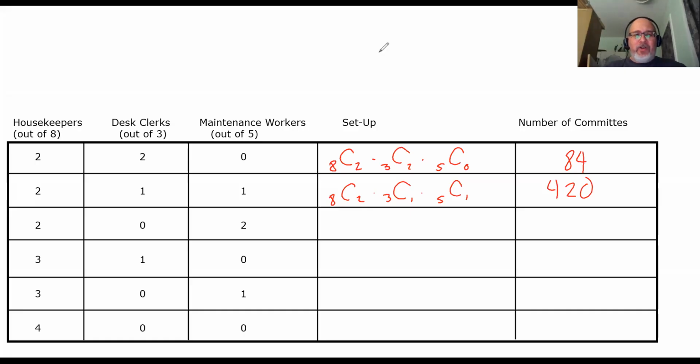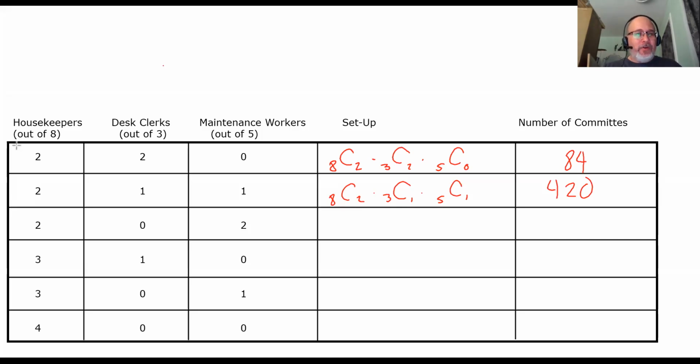In this table, you see all the combinations of housekeepers, desk clerks, and maintenance workers that add up to a committee of 4 under the condition that there are at least 2 housekeepers. I also have a column for the setup to count the total number of ways to select such a committee and the actual number of committees in the last column. We've already calculated the first 2 rows. 2 housekeepers out of 8, 2 clerks out of 3, 0 maintenance workers out of 5. Let me highlight the row as I'm reading it.